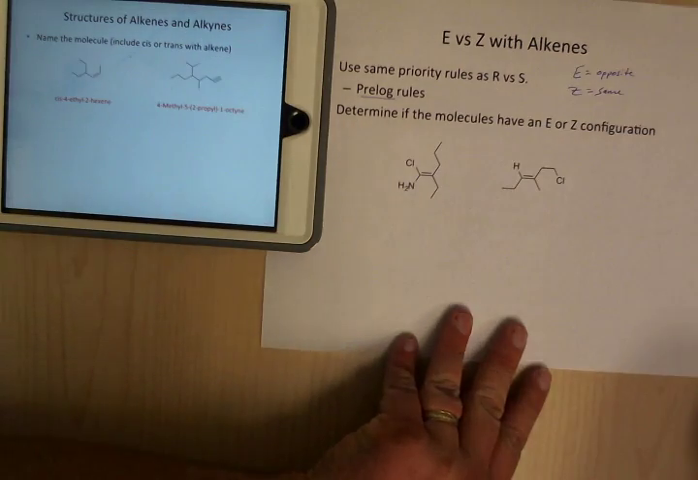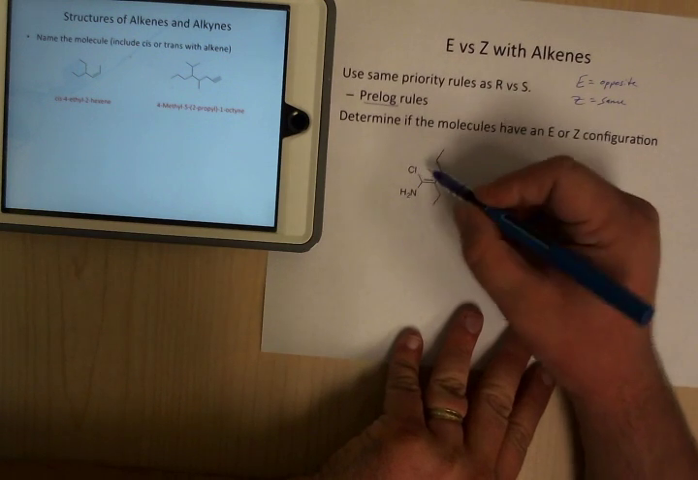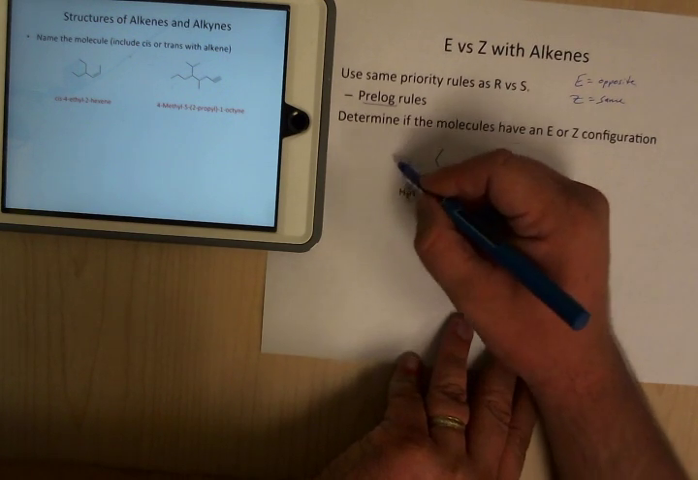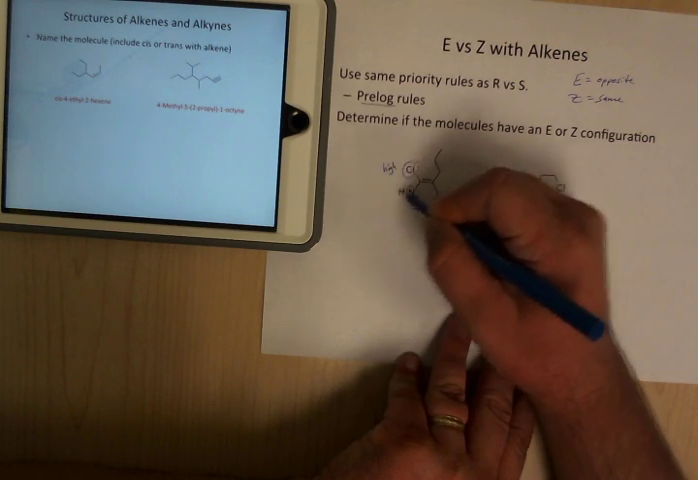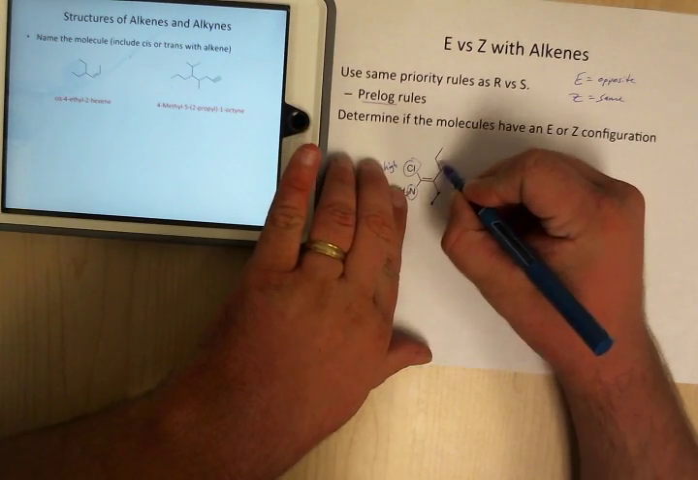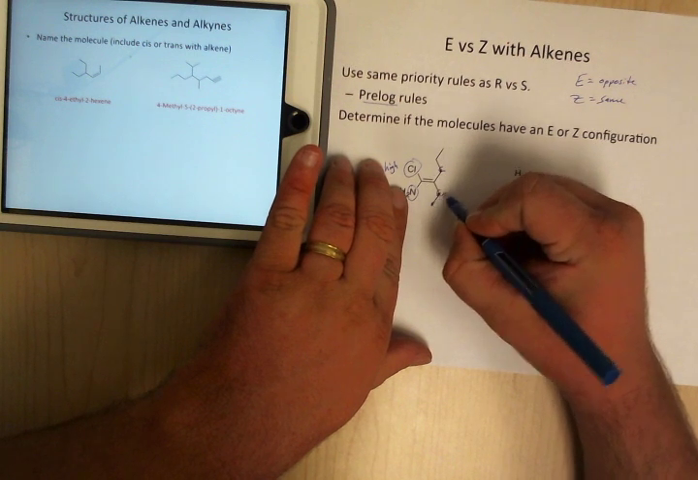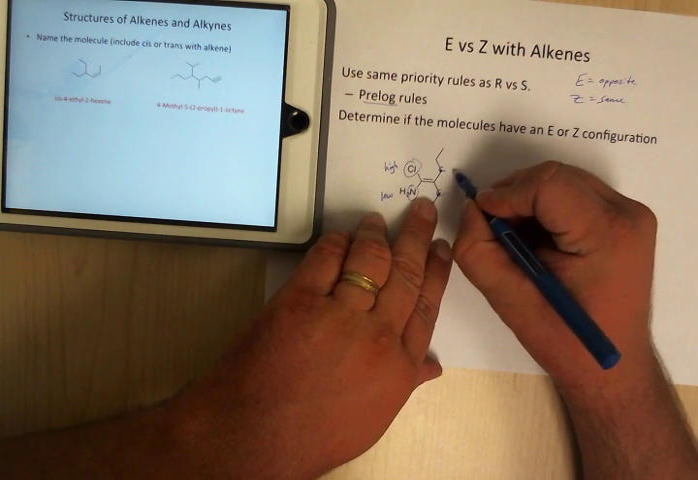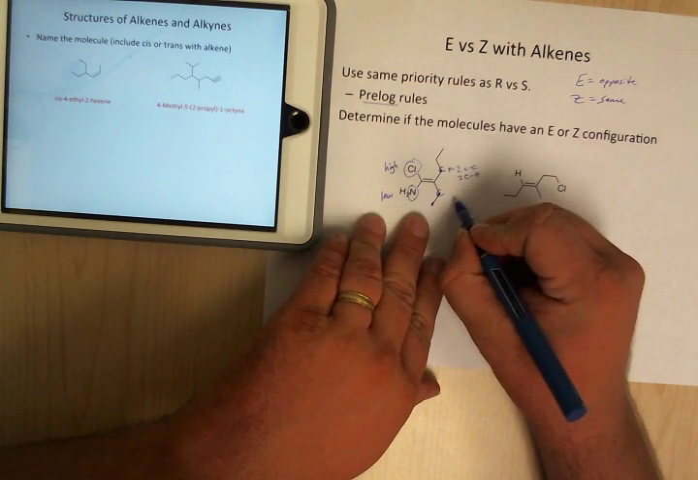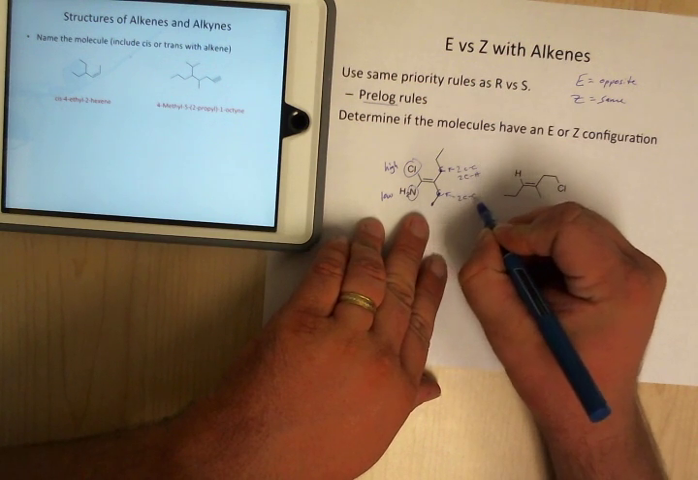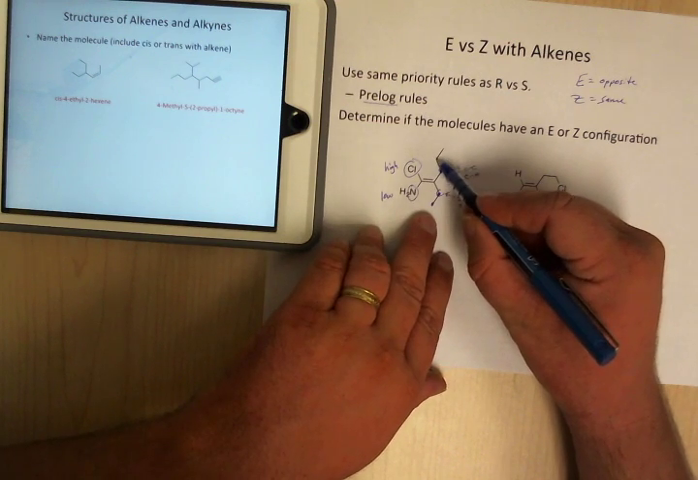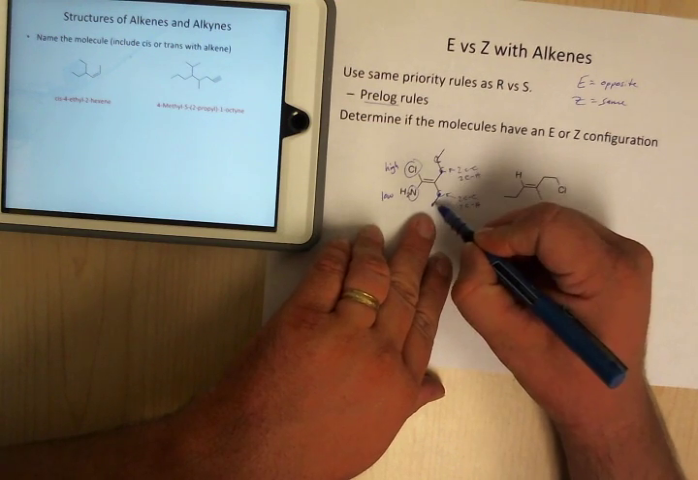So on this side, we have chlorine versus nitrogen. Chlorine's heavier than nitrogen, so this becomes high, this becomes low. And then here we have carbon, carbon. So this has 2 carbon-carbon bonds, 2 carbon-hydrogens, same as this one, 2 carbon-carbon, 2 carbon-hydrogens. There's a tie here, so we go one carbon further out, one atom further out.